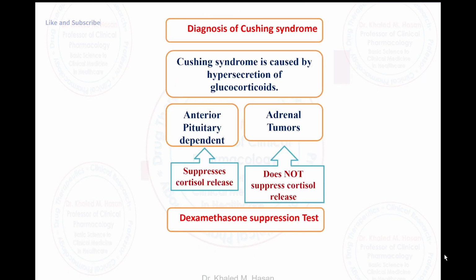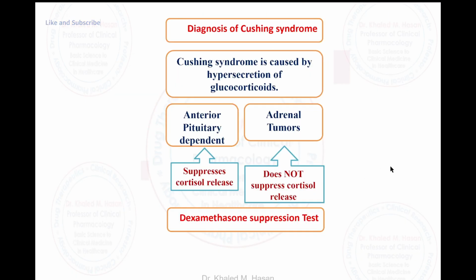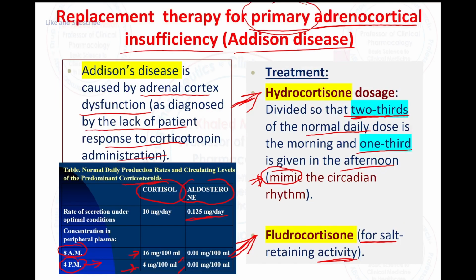Okay, so the first use, replacement therapy, will be Addison disease. We tried to understand what happens with the diagnosis of Cushing syndrome, and this is the second use. I will go back to the slide. So replacement therapy, we discussed Addison disease, and then we discuss the second one, diagnosis of Cushing syndrome. Here, the second slide.